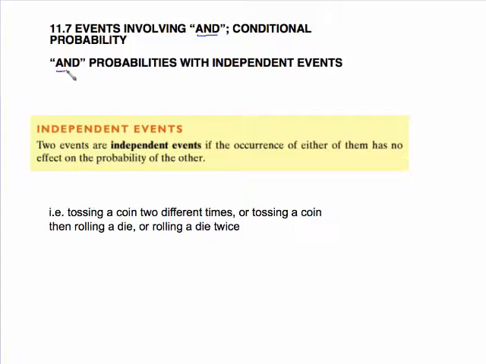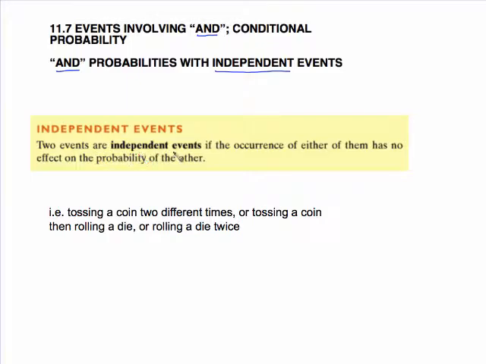When you see the word "and", you're going to be talking about multiple events, picking several cards out of a deck of cards, flipping a coin several times. When you do an "and" situation, this multiple pick situation, we can have independent events or we can have dependent events. We'll look at dependent in a couple of screens.